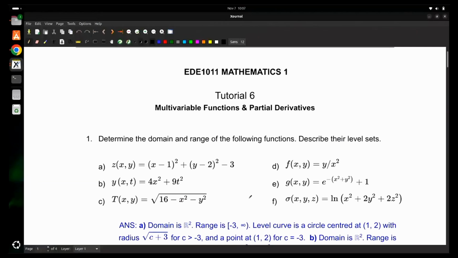So we will be covering tutorial 6 today, and if possible, I'll also try and finish up the vectors. Tutorial 6 is on your multivariable functions and partial derivatives, which will be tested during your quiz 2 next week. So for question 1, do you have any requests on any of the parts? Yes? Sorry? D? Okay.